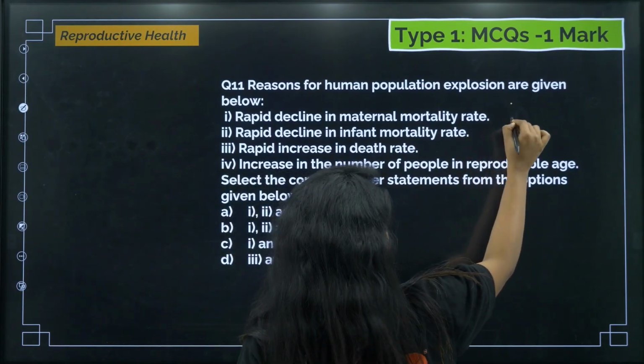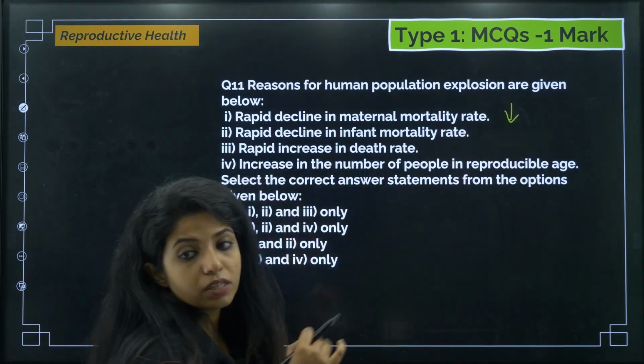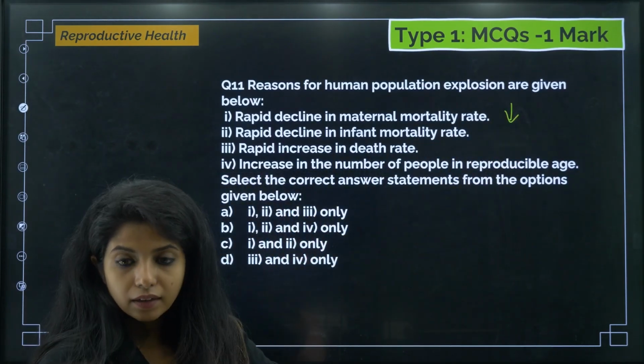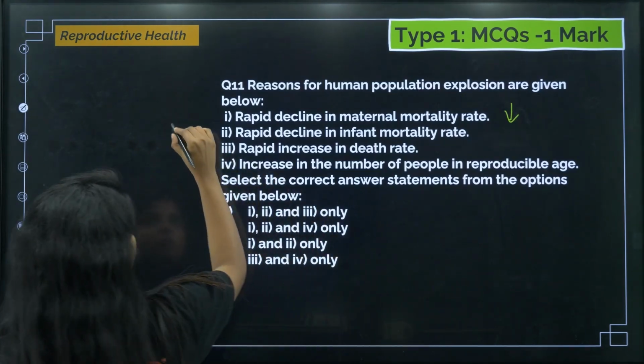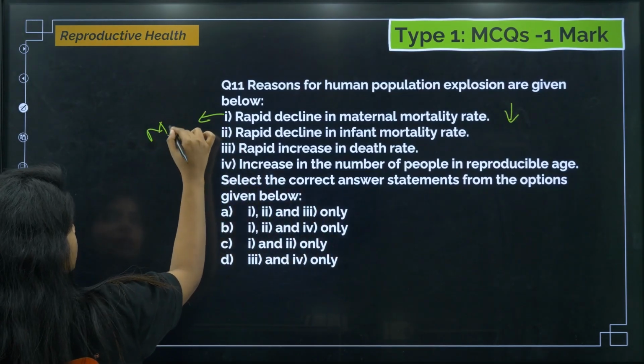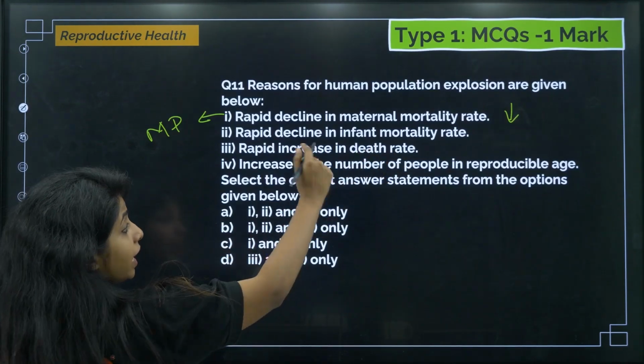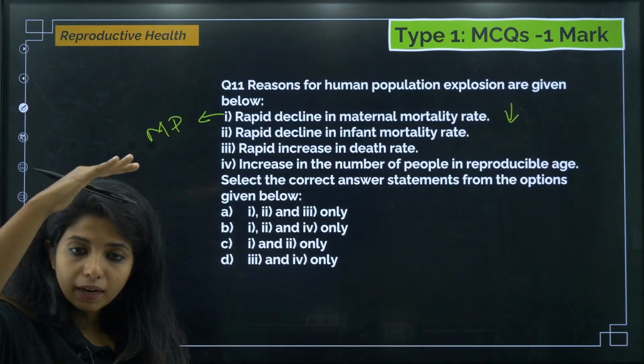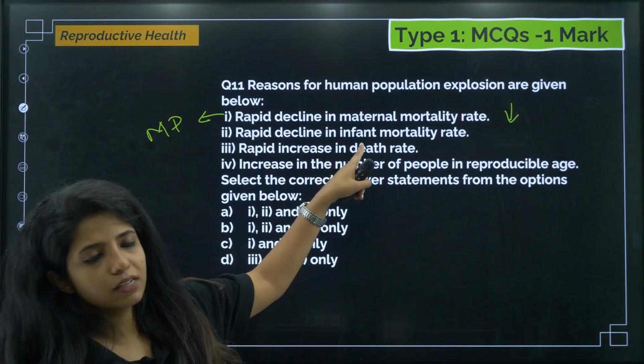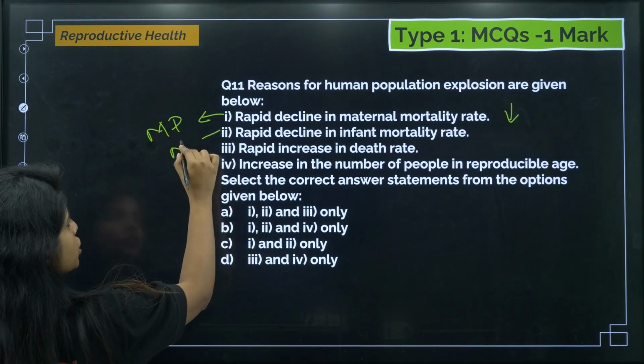If there is a decline in maternal death rate, that is mother's death rate, obviously if people are dying less, then the population will be more. So I am writing more population. Rapid decline in infant mortality rate. Again, there is a decline in infant mortality rate. Infants are dying less. So obviously again, population will be more.